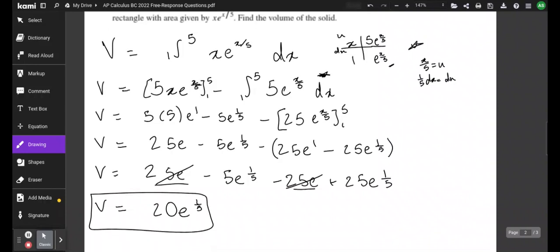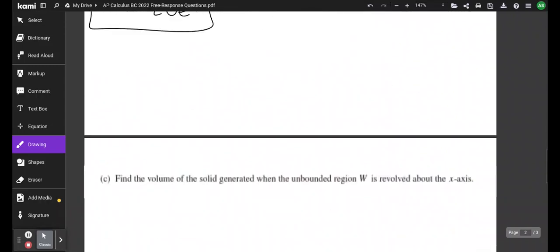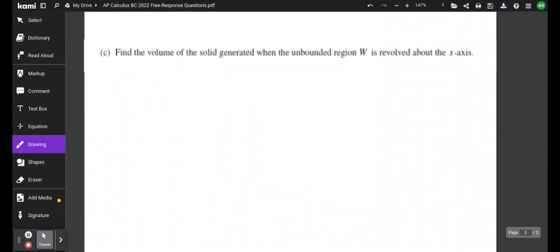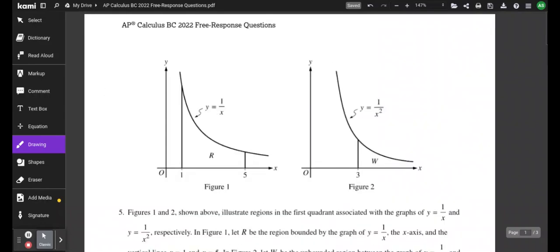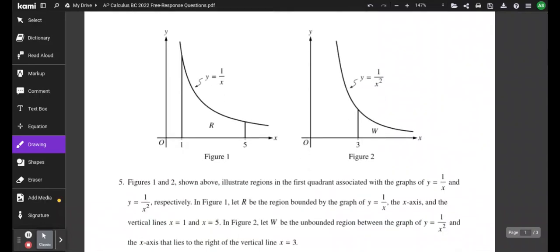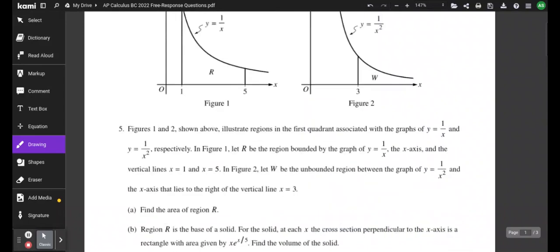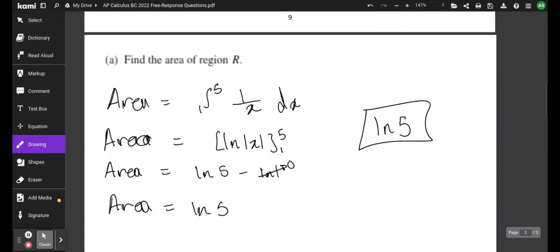Okay, so now let's move on to part C, the last and final question. It says, find the volume of the solid generated when the unbounded region W is revolved about the x-axis. So W is the area under the graph of 1 over x squared from x equals 3, unbounded. This has no bound, so essentially it goes to infinity.